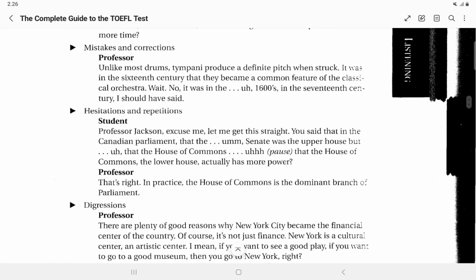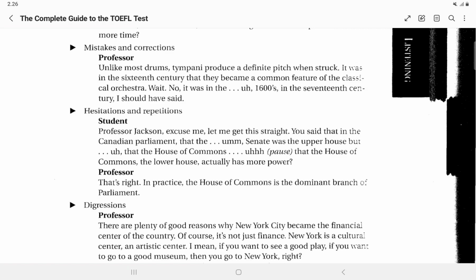Mistakes and corrections. Unlike most drums, timpani produce a definite pitch when struck. It was in the 16th century that they became a common feature of the classical orchestra. Wait, no, it was in the 1600s, in the 17th century, I should have said.